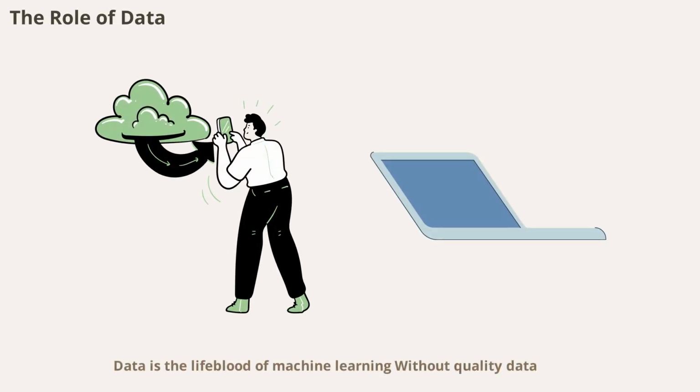Data is the lifeblood of machine learning. Without quality data, even the most advanced algorithms can't perform well. Data comes in many forms: numbers, text, images, and more. The process starts by collecting and preparing this data, ensuring it's clean and relevant. The better the data, the more accurate and reliable the algorithm's predictions will be. This is why data scientists spend so much time on data preparation before any learning begins.